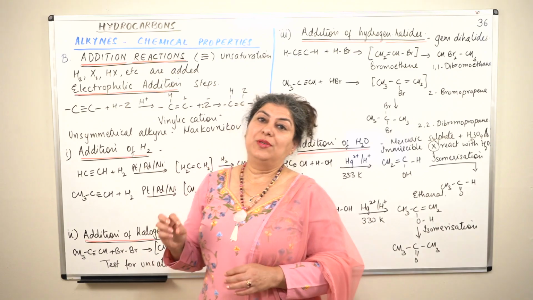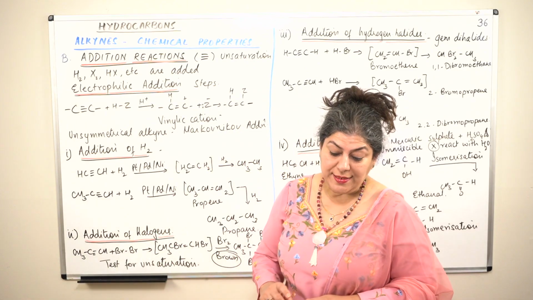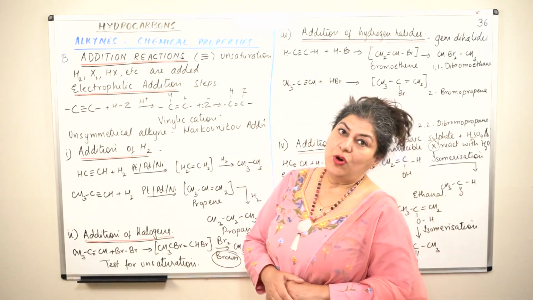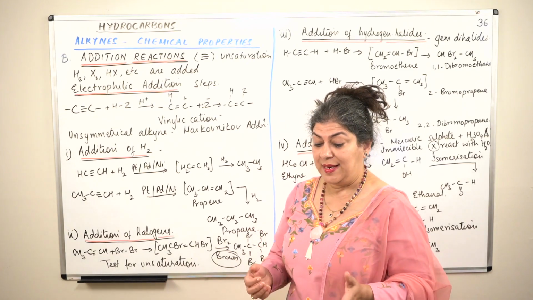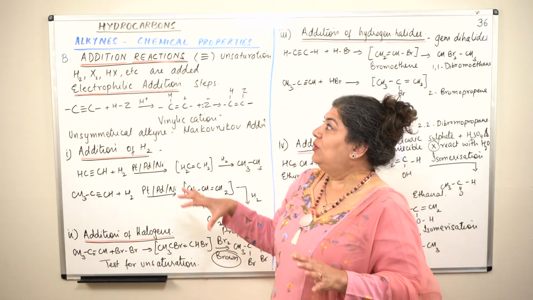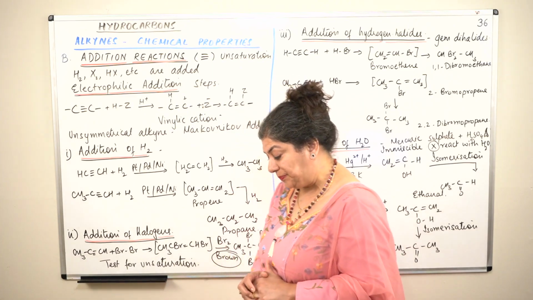We have been talking about the chemical properties of alkynes. In the previous video, I did the acidic character of alkynes. In this video, we are going to talk about the addition reactions, and after this there is one more property of alkynes that is in your syllabus, which is polymerization. So let us start with addition reactions in the case of alkynes.